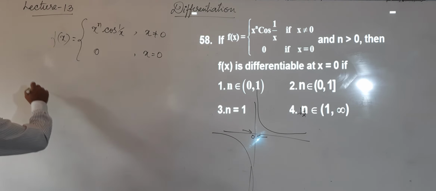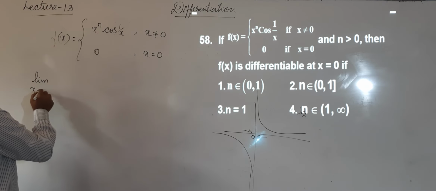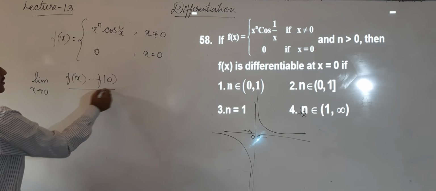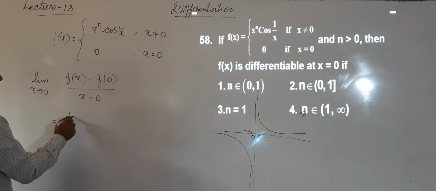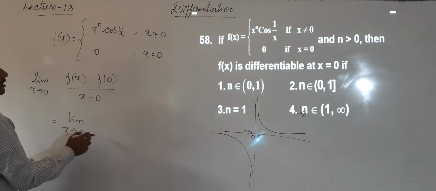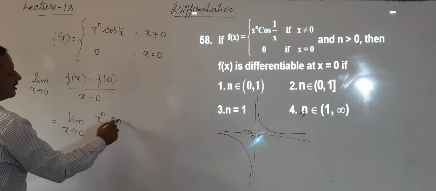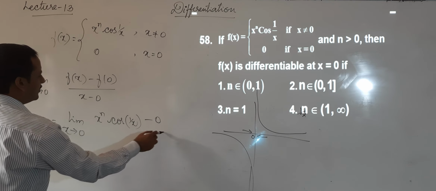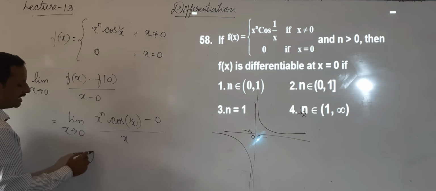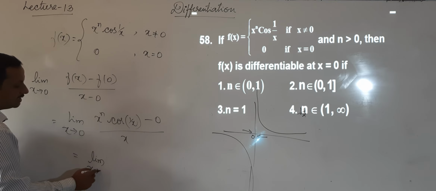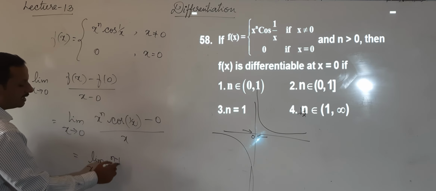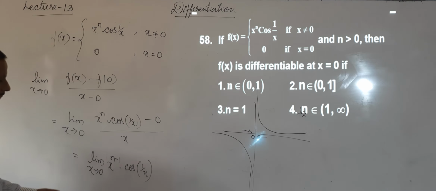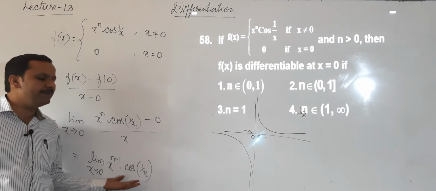Differentiable means we should have limit x tends to 0, f of x minus f of 0 divided by x minus 0. That's equal to limit x tends to 0, f of x, which is x power n cos 1 by x, minus f of 0 which is 0, divided by x minus 0. One of those x gets cancelled. So you will have limit x tends to 0, x to the power n minus 1 into cos of 1 by x. This limit should exist.